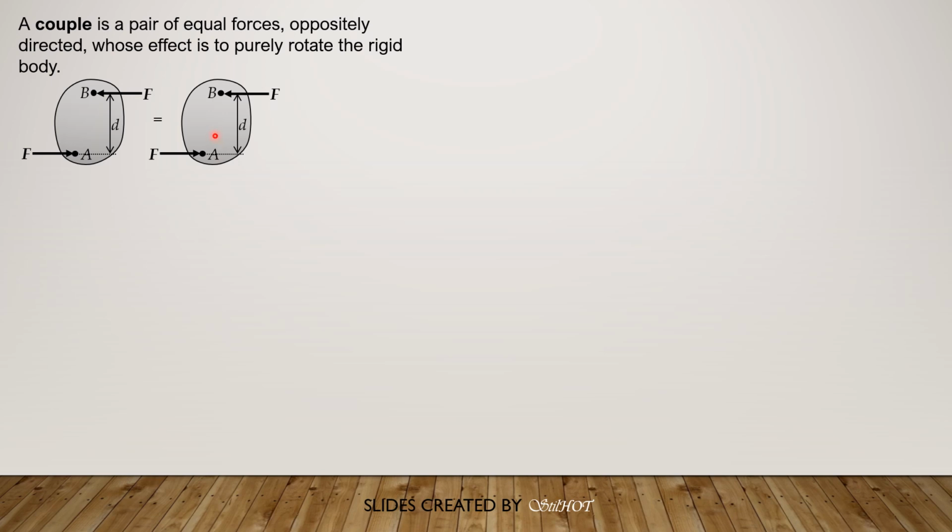Then this couple is equivalent to this one. This is the sense of the couple and the magnitude is F times d, and it is counterclockwise. You can place it at the center, you can place it at A, you can place it at B, you can place it anywhere. You can shift the couple anywhere on its plane. So you can place it there as long as the sense is maintained, counterclockwise.